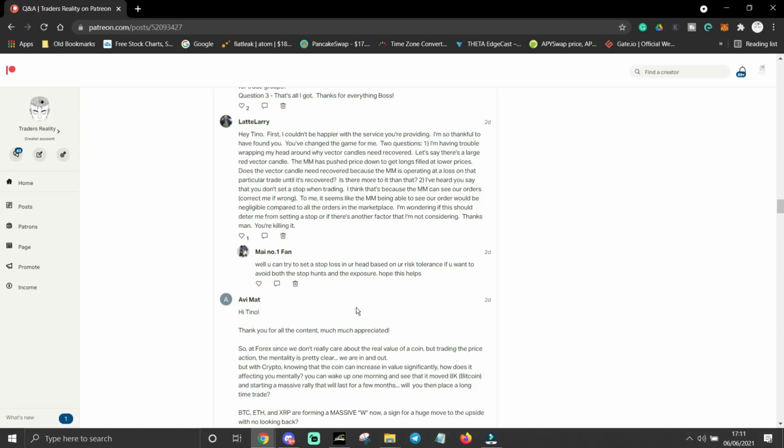So, the vector candles need to be recovered because you need to understand one thing. When price rises, the market makers are building their shorts at higher prices. There has to be a yin and yang. There has to be an equilibrium. Something has to happen in order for something else to happen. When you buy something, you can only buy it if you are being sold to. If you're selling something, it can only be sold if someone buys it from you.